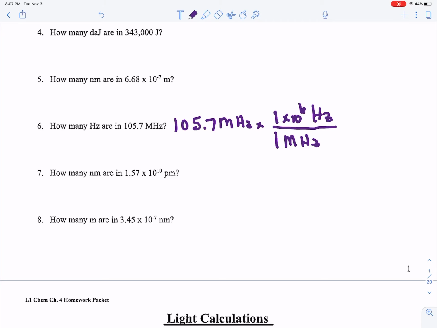So if I cancel that out, I get rid of megahertz. So if I say 105.7 times 1 double E to the 6, you're going to see it's going to be a really big number. So I'm going to put it in scientific notation. It's going to be 1.057 times 10 to the 1, 2, 3, 4, 5, 6, 7, 8, times 10 to the 8 hertz. So those are some examples. These are just factor label.